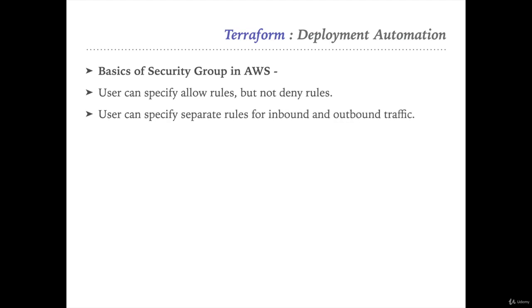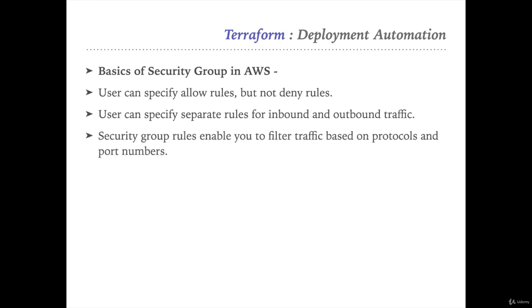User can specify separate rules for the inbound and outbound traffic, right? There is no limitation. You can define separate rules for the inbound and the outbound traffic inside your security group. Security group rules enable you to filter the traffic based on the protocol and the port number. So whenever we define the security group, along with the IP range, we also need to define on which protocol and which port I am going to allow the traffic to my instance, and on which IP, port and protocol I am going to allow the traffic from my instance, right? So we need to define all three things whenever we create the security group in AWS.